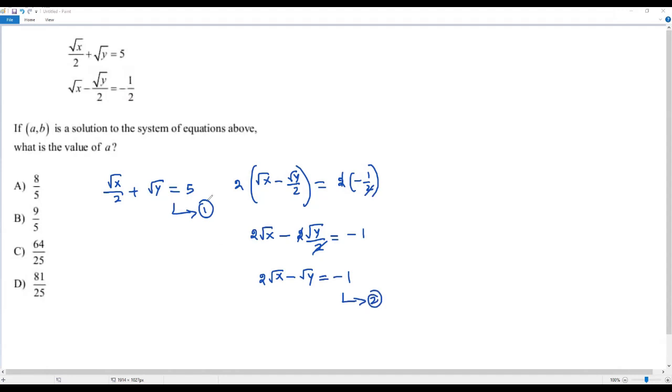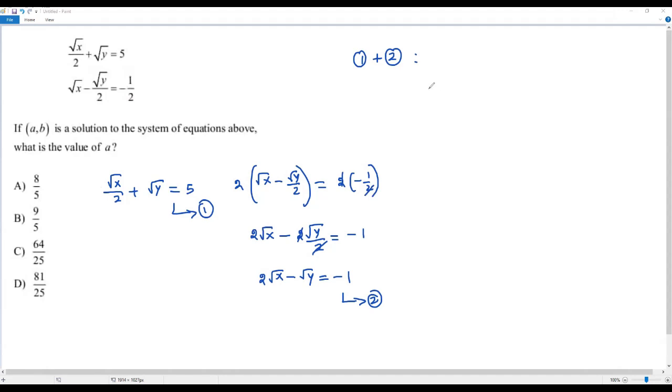Since our aim is to get the value of x, we have to eliminate the variable y. Now if I add equation number 1 and equation number 2, I'll be able to eliminate y because here we have positive square root of y, here we have negative square root of y. When I add these two equations, positive square root of y and negative square root of y will cancel out. Okay, now let me do it over here. That is, I'm adding equation number 1 and equation number 2.